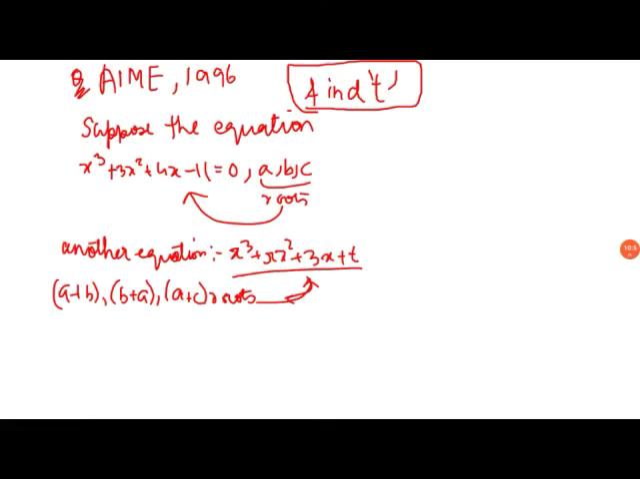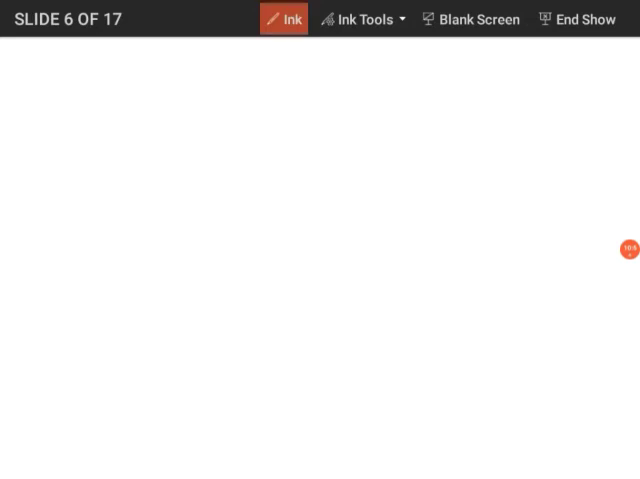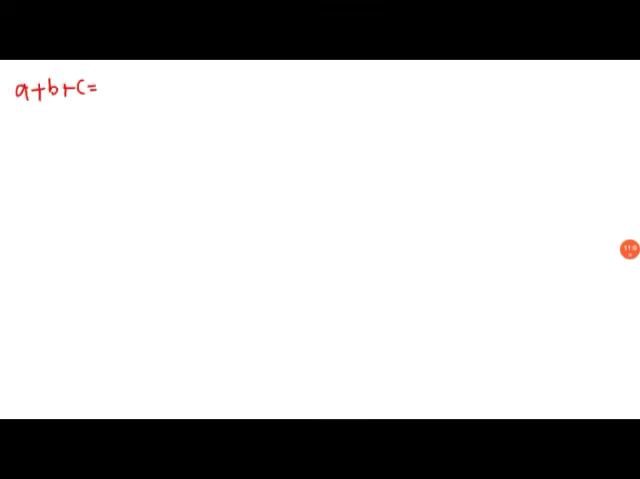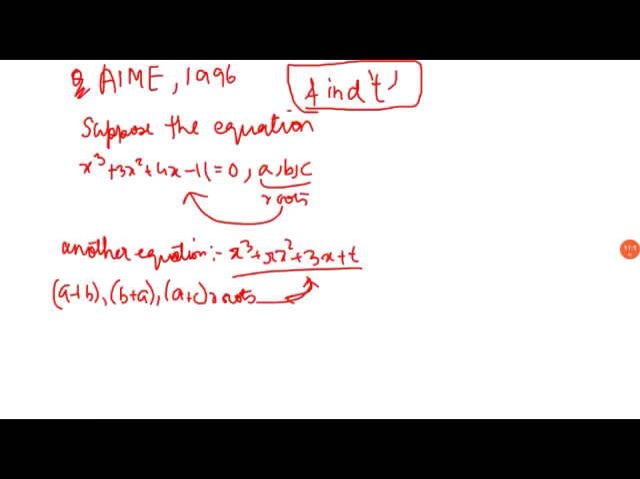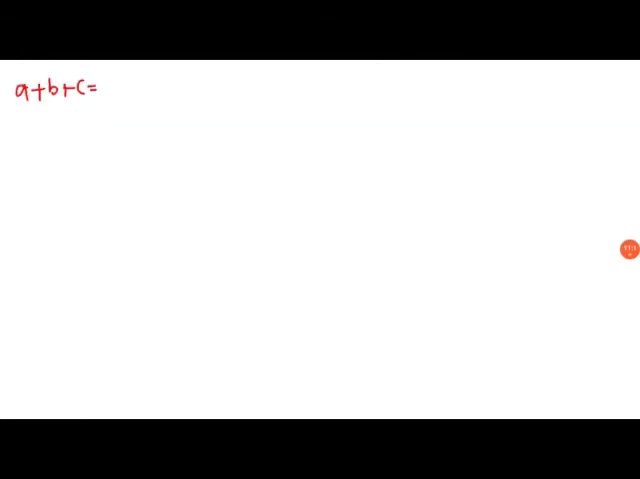Now let us begin with our solution. I will write the solution on the next page. With the help of our Vieta's relation, we can say that if a, b, and c are the roots of that equation, a plus b plus c is equal to minus 3.